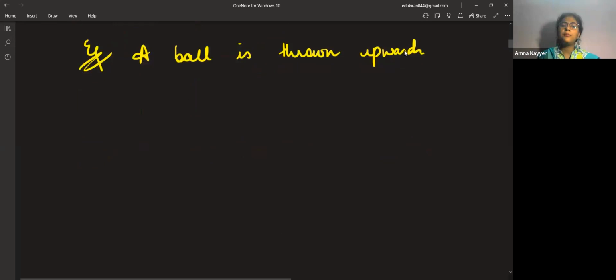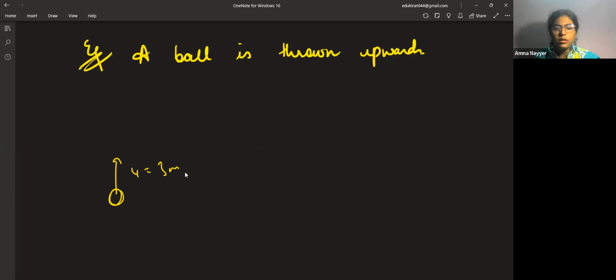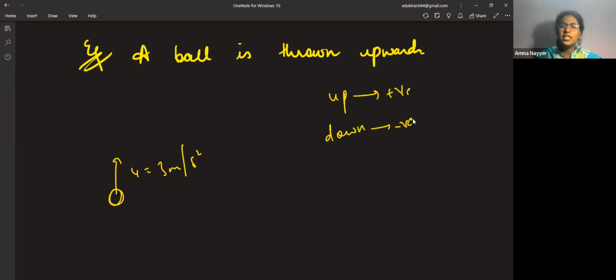A ball, for example, is thrown upwards. Let me give you this example. A ball is thrown upwards with initial velocity 3 meter per second. Let's say I have chosen upwards as positive and downwards as negative. This is just a random example. So see class, initial velocity is acting upwards. Acceleration due to gravity, g, which is 9.8 meter per second square, will always act downwards.